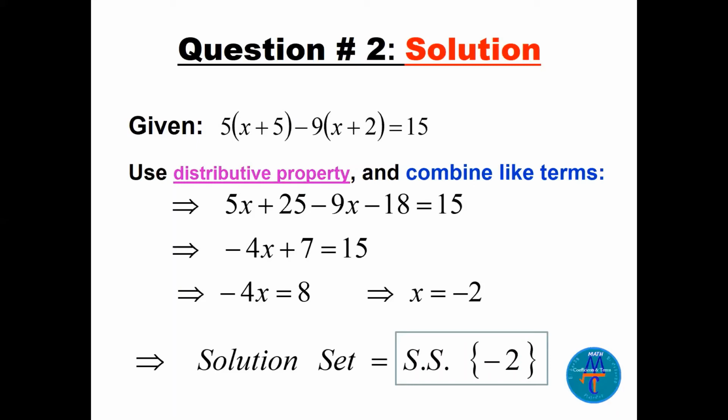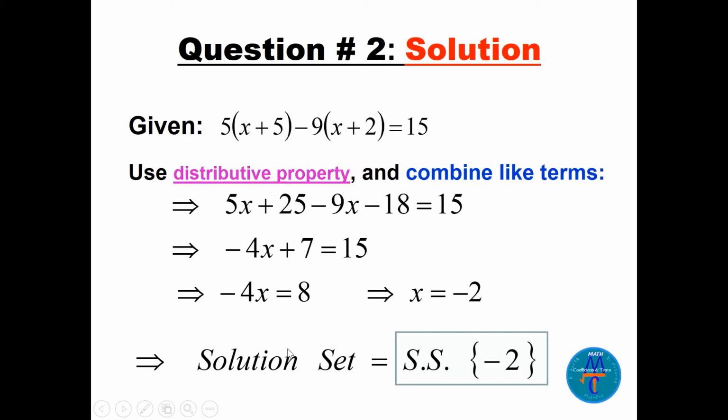Let's see, please. Now, if you distribute 5 times x, 5x, 5 times 5, 25 there, minus 9x, minus 9 times 2 is minus 18. Now, let's see like terms, combine like terms. 5x minus 9x is minus 4x, 25 minus 18 plus 7. Now, take 7 on the other side, it will be minus 7, becomes 8. Divide by minus 4, minus 2.